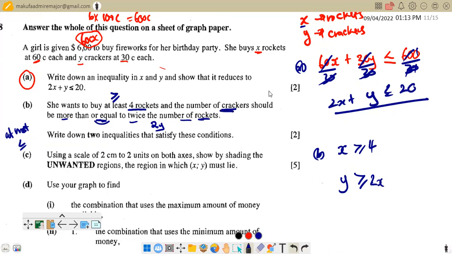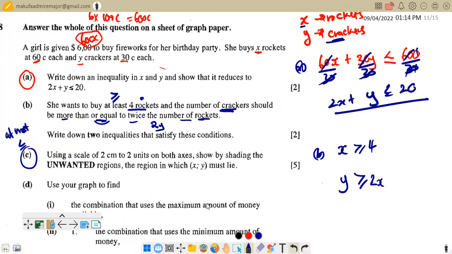The number of crackers, that is the crackers, I was just still on the rockets. No, we are now on crackers, then combined with rockets. Okay, so these are the 2 inequalities on B. Then C now, use the 2 centimeters to represent 2 units on both axes. Show by shading the unwanted regions now. All right, so this is what we need.